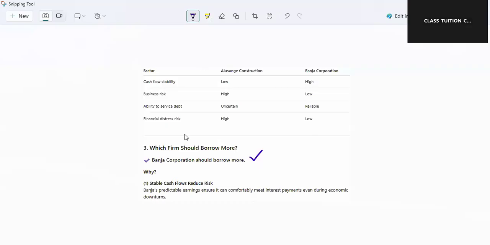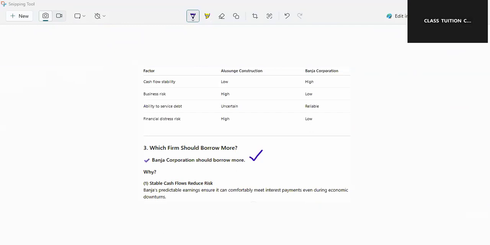So those are our summary. So now we have chosen one firm. This is about 15 marks. Why should Banja borrow more? Number one, stable cash flow reduces what? Risk. So Banja has predictable earnings. So they are sure that they can comfortably meet their interest obligations. They can pay even during recessions.